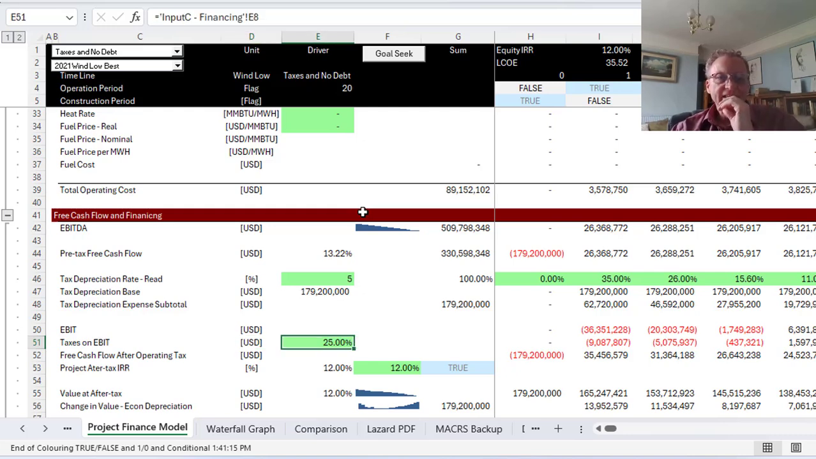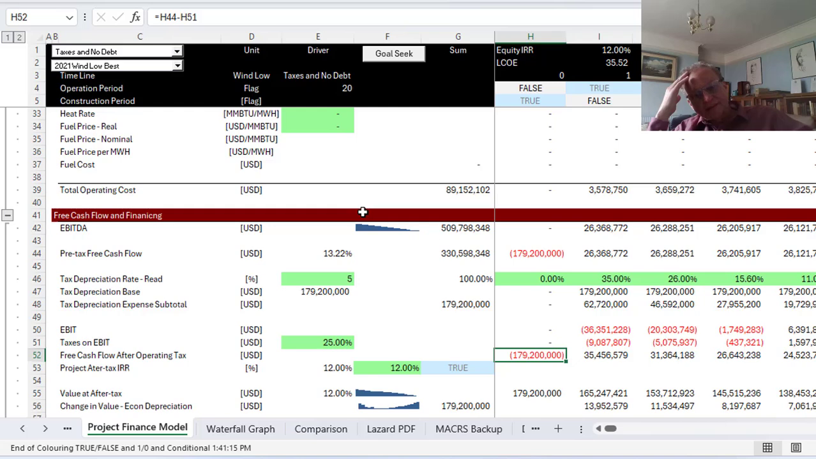Now, this is where if you got kind of fancy, you could have put the unit for the output and then a different unit for the driver. And I do that these days, but I'm going to leave it for now. Okay, I think this is good enough. And so we get our taxes, and then we get our after-tax project cash flow.